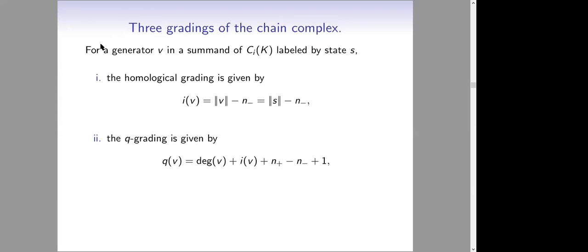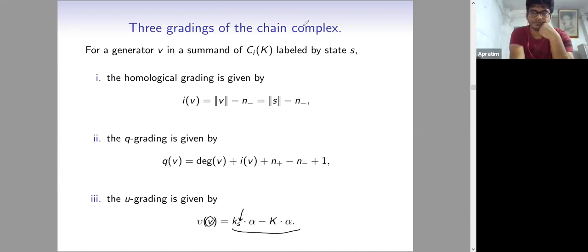There is a third grading. So this is a triply graded chain complex. And the third grading is given by these intersection numbers. This only depends on the state. I put V here, but it only depends on the state. That's why I just put this S here. So you just take the generator, look at which state it belongs to, and then calculate two intersection numbers, and their difference is the U grading upsilon.